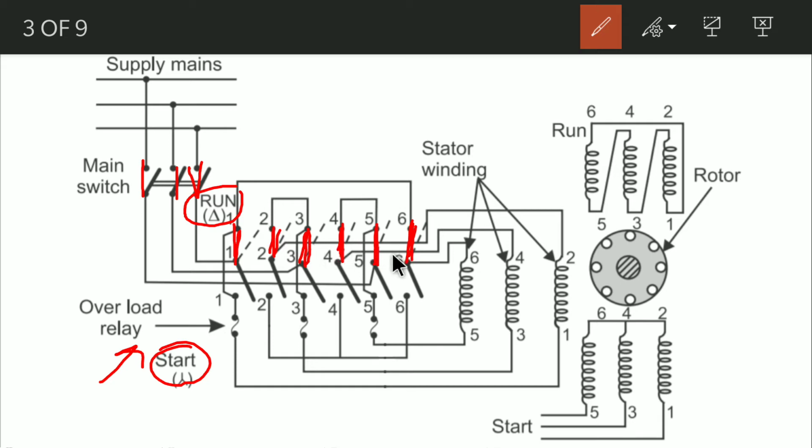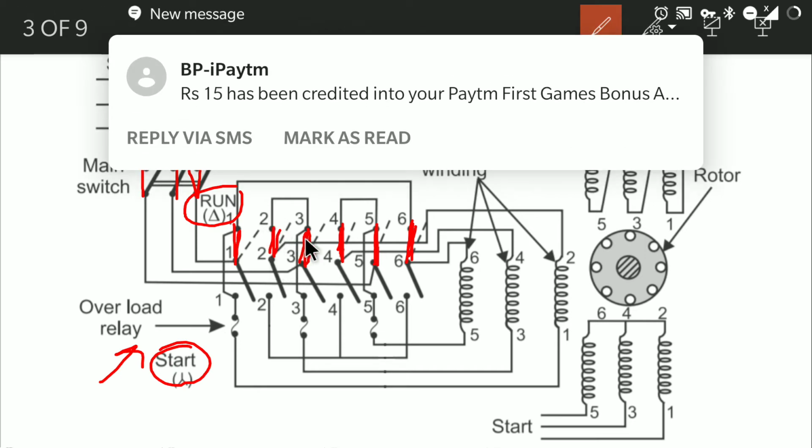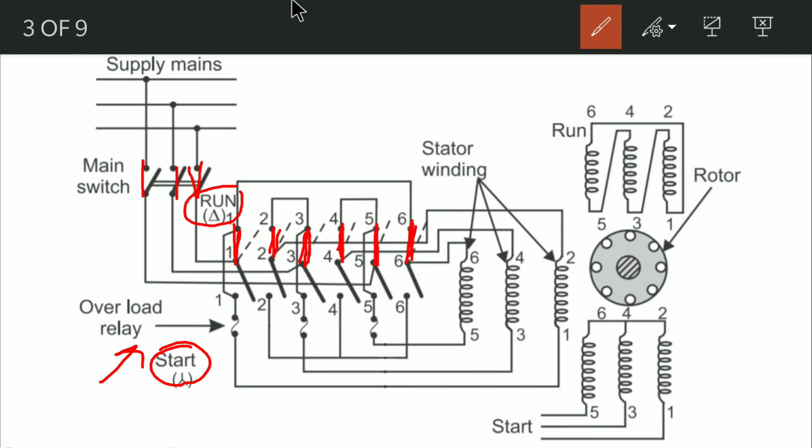2 number terminal. 3 and 2 are connected by this link. So 2 number of the winding is connected to this. 3 and 2 are connected to same phase. Similarly, through 5 number of supply, this 5 number contact, third phase goes to 5 number, as well as through this link to 4 number.